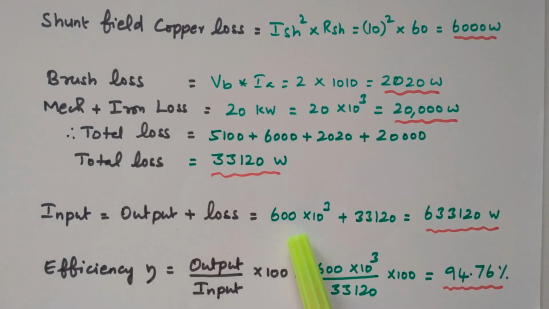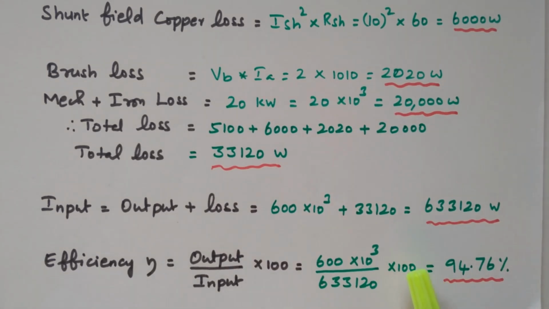Now we have the output power as well as input power. From that we can easily calculate the efficiency of the generator at the half load. So efficiency equal to output divided by input, 600 into 10 to the power 3 divided by 6,33,120 into 100, that is 94.76 percentage. So this is the efficiency at the half load.